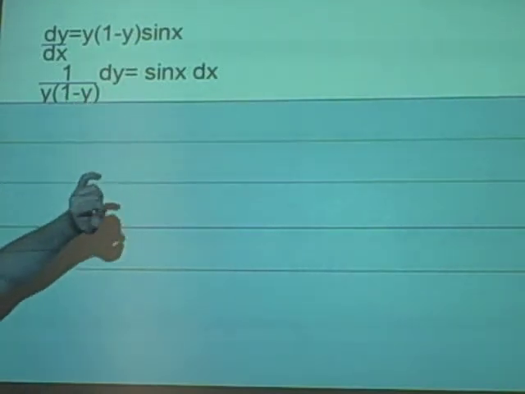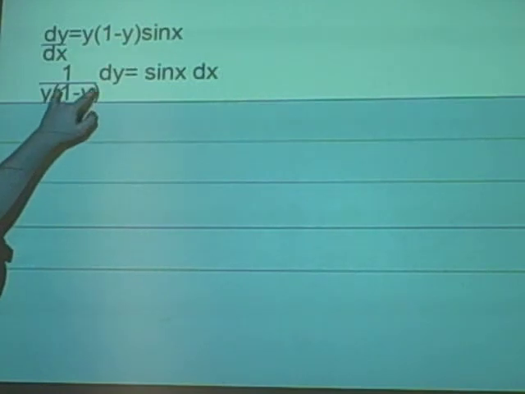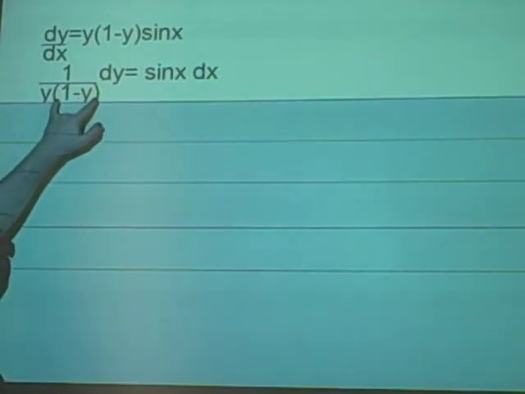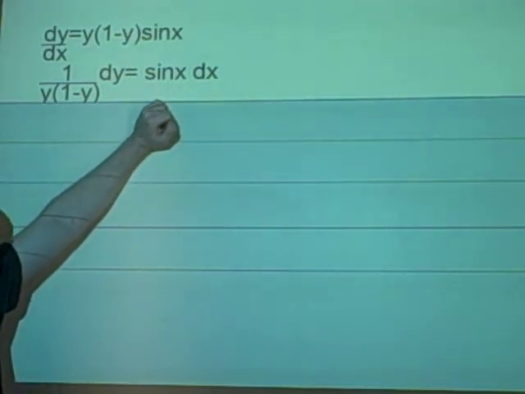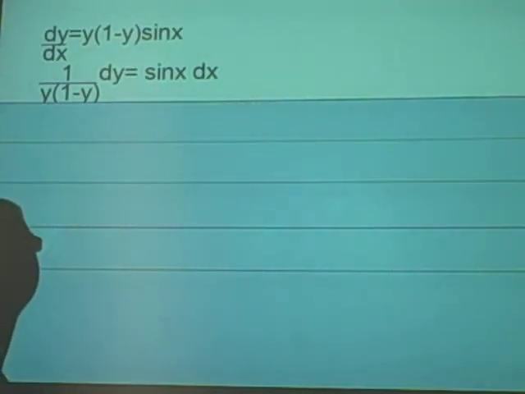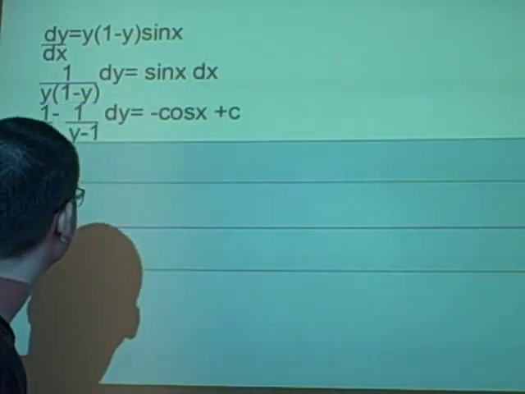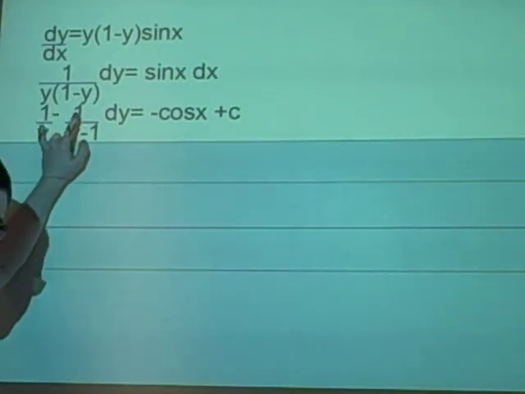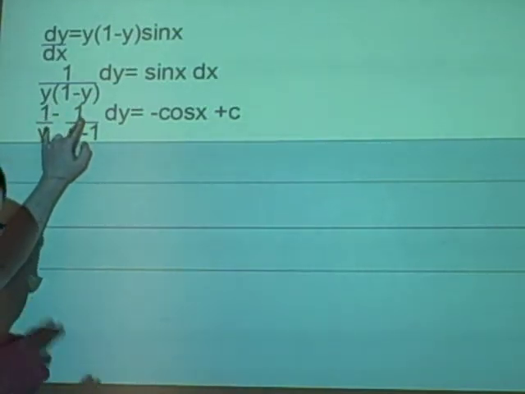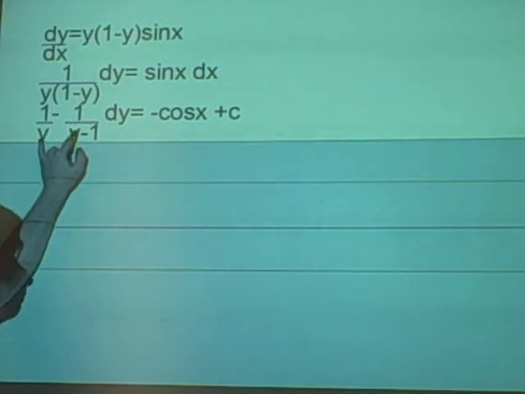Alright, so we've done that. And then we put each of the parts on each of the sides. So we have 1 over y bracket 1 minus y dy equals sine x dx. So now we integrate both sides. And what we do here is we split it up using partial fractions, which I said in the last video you need to learn for the rest of the course. You can just Google it, there's a good page on Wikipedia.